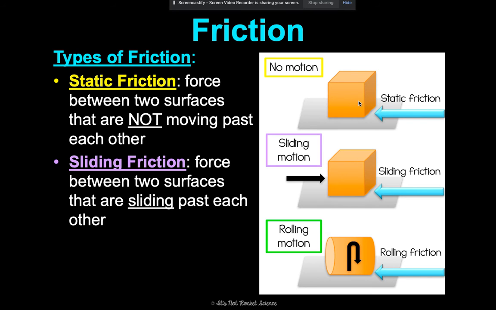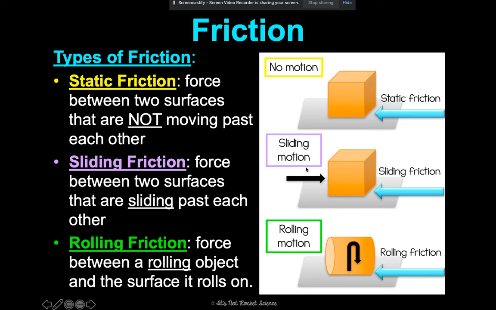Sliding friction is a force between two surfaces that are sliding past each other. So let's take our box example again. Our box is actually moving now across the floor. That'd be sliding friction. And then finally, we have rolling friction. This is a force between a rolling object and the surface it rolls on. So this is now a cylinder on top of a floor and it's rolling. So there's rolling friction, which causes a rolling motion.